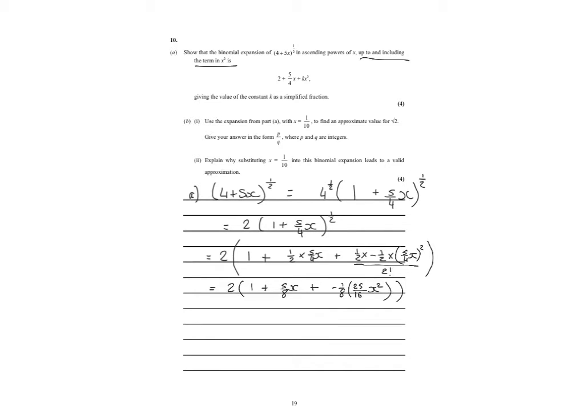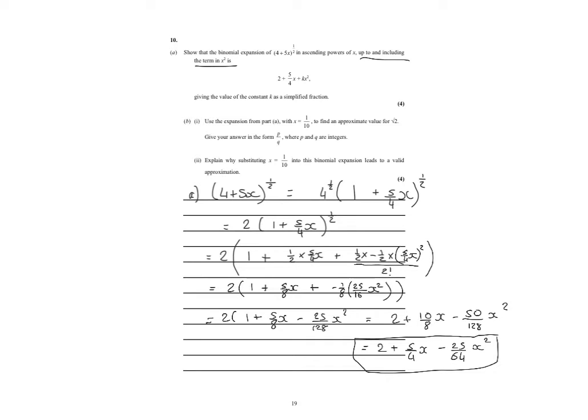Again, simplifying even further, we've got 2 brackets, 1 plus 5 over 8x, and then I have minus 25 over 128 x squared. And finally, if I just expand the brackets, I get 2 plus 10 over 8 x minus 50 over 128 x squared, which I can simplify to 2 plus 5 over 4x minus 25 over 64 x squared. So that is our expansion up to x squared. In other words, we're saying that k is therefore minus 25 over 64, which is what it was asking for.